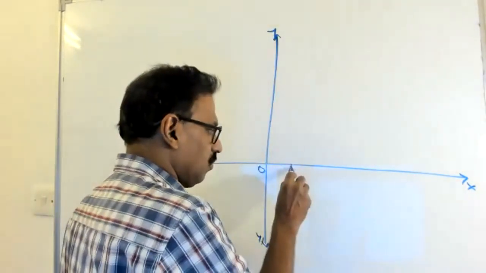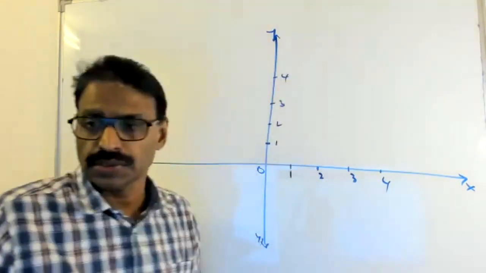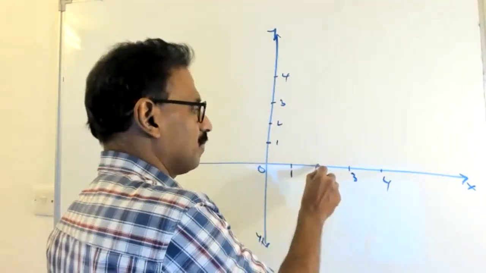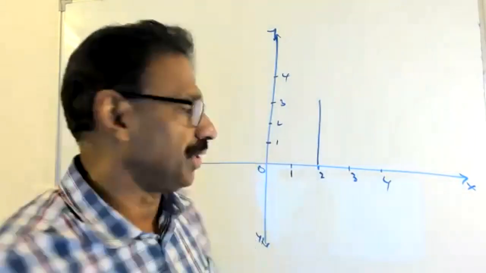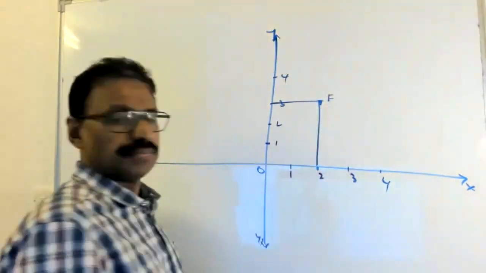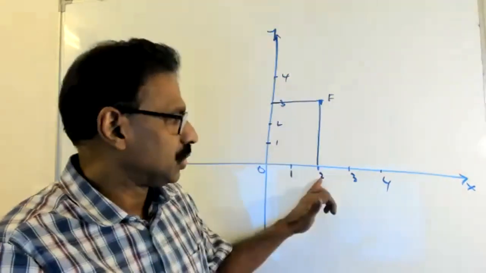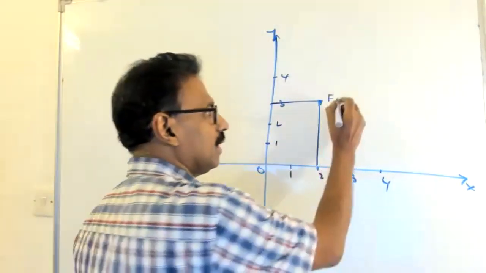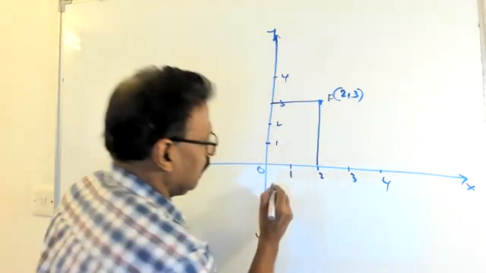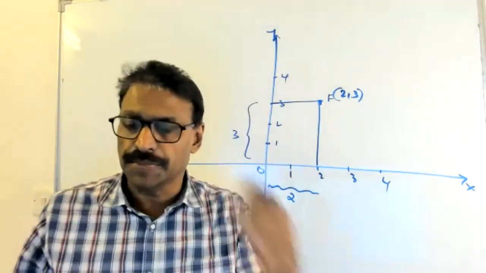Then we'll mark some points like this: 1, 2, 3, 4. Suppose Farah is ordering food. And she said, from x-axis, three units away, and y-axis, two units away. That means this is Farah's house. Clear or no? When you order, very clearly you have to write 2 and 3. That means you mark here 2, 3. That means 2 units away from the x-axis. This distance is 2, this distance is 3. Clearly you have to specify.